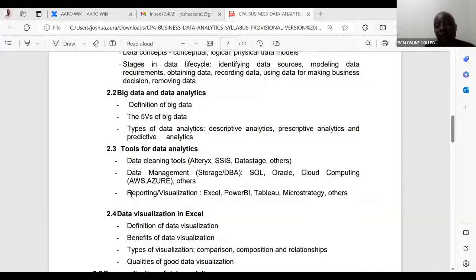Okay, then we have report visualization, a very, very important subtopic here, where they would want us to use the famous Excel in terms of coming up with reports, visualizations, the graphs. Then we have Power BI, a very, very powerful thing, Power Business Intelligence. Then we have Tableau, you don't call it table, Tableau. We have MicroStrategy, and then we have others. Let me look at the charts.